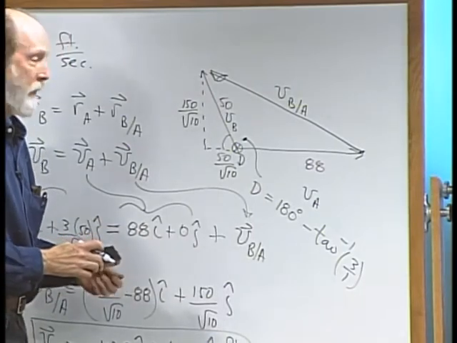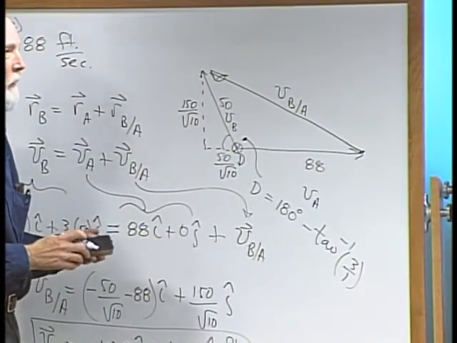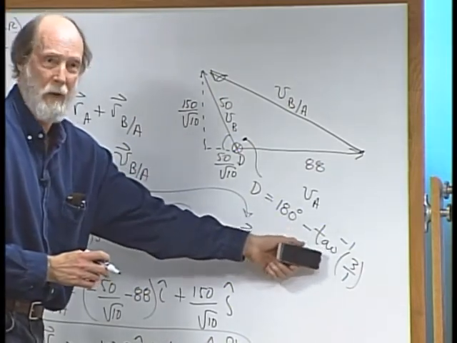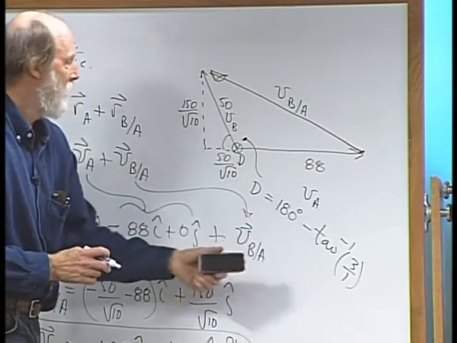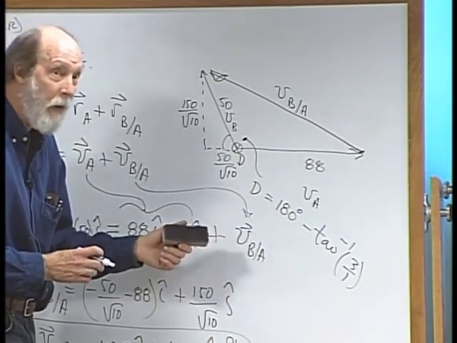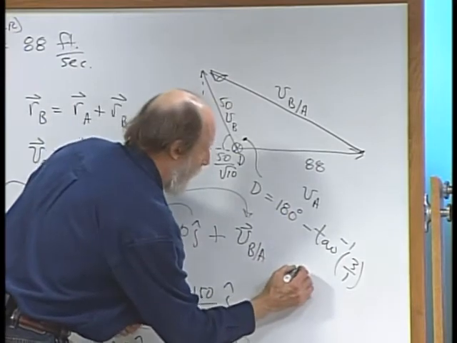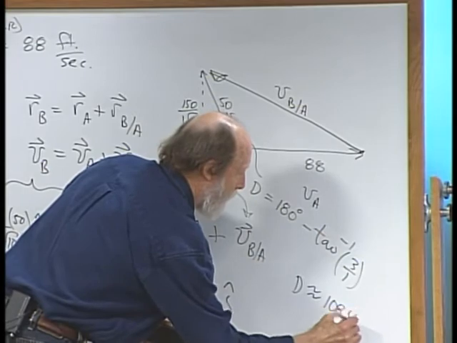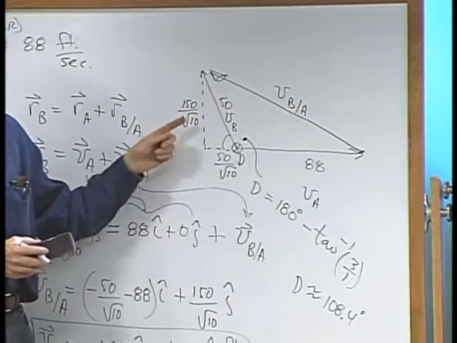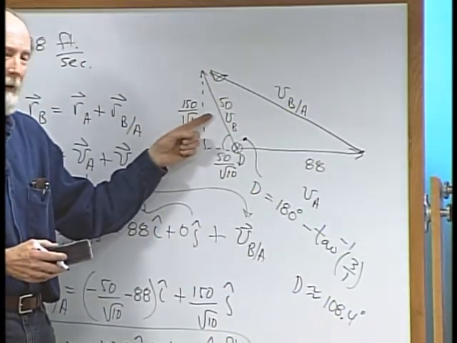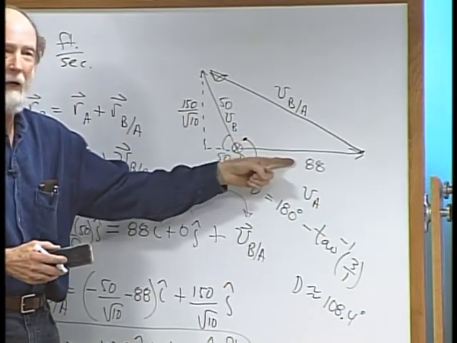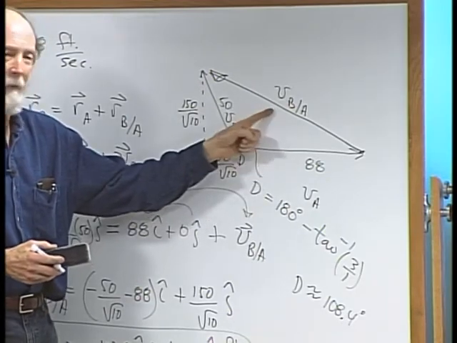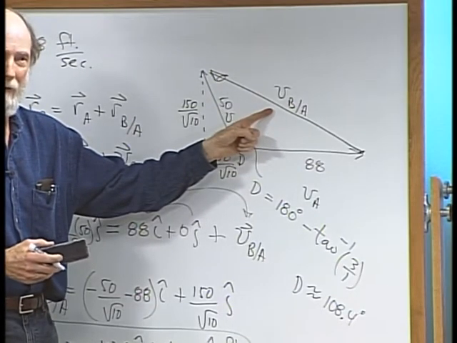Somebody would punch that on the calculator for me. 180 minus the inverse tangent. Make sure you're in degree mode. About 108.4. So angle D is approximately 108.4 degrees. So look at what we know here. Similar to the problem we had earlier today: side, angle, side. So we could figure out the magnitude of this, again, using the law of cosines.